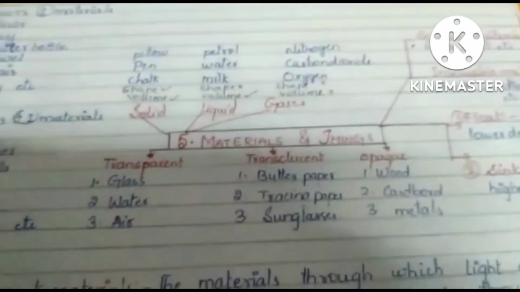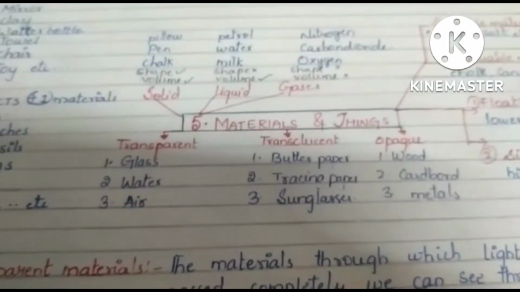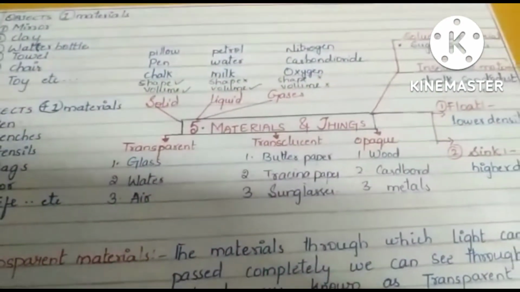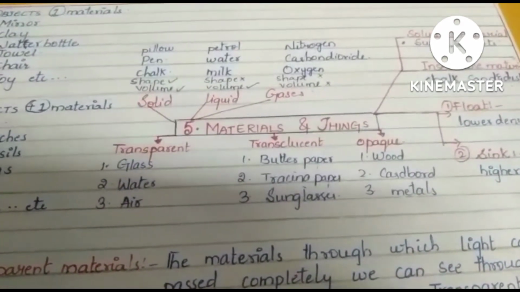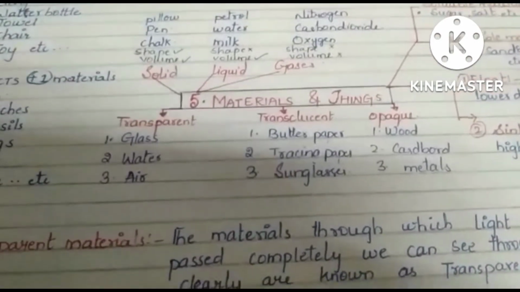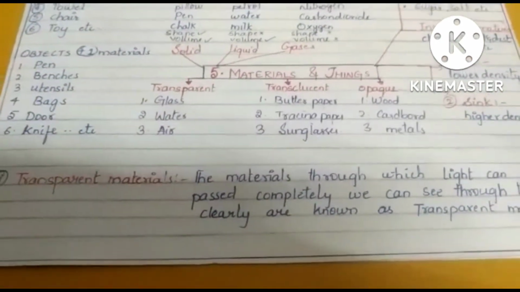Now again, the materials and things are divided into three types, okay? Transparent materials, translucent materials and opaque materials. Now let's quickly go towards the transparent material definition, okay?